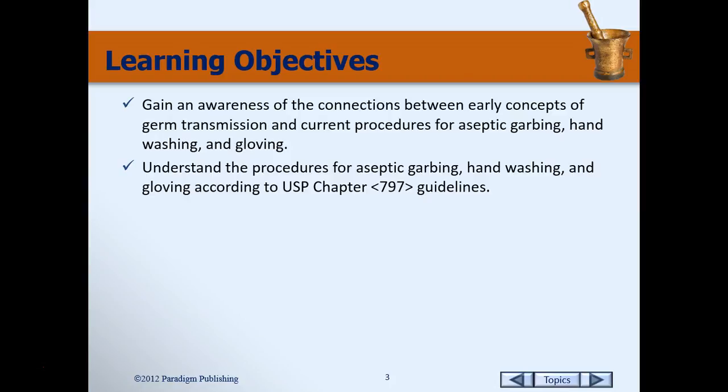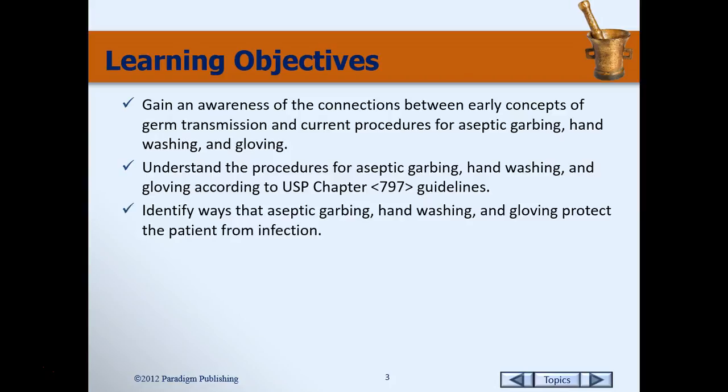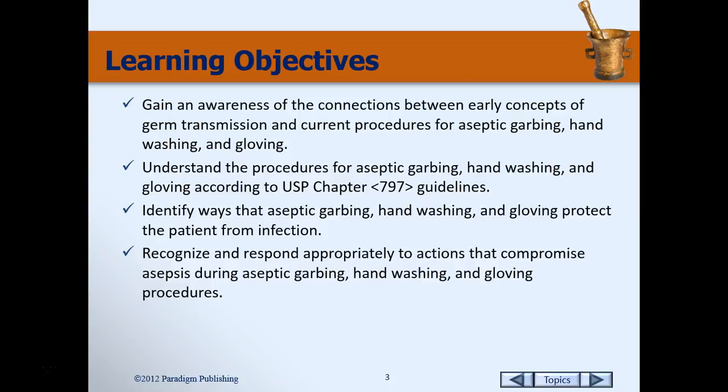understand the procedures for aseptic garbing, hand washing, and gloving according to the USP Chapter 797 guidelines, identify ways that aseptic garbing, hand washing, and gloving protect the patient from infection, and to recognize and respond appropriately to actions that compromise asepsis during aseptic garbing, hand washing, and gloving procedures.